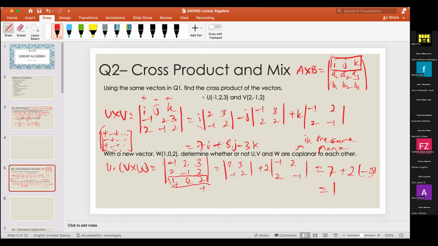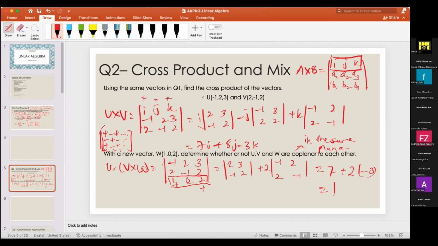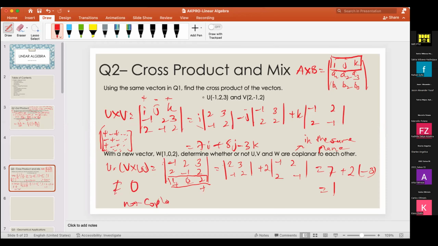Okay, so this means that, because the result is not 0, it means they are not coplanar, meaning they don't belong in the same plane.